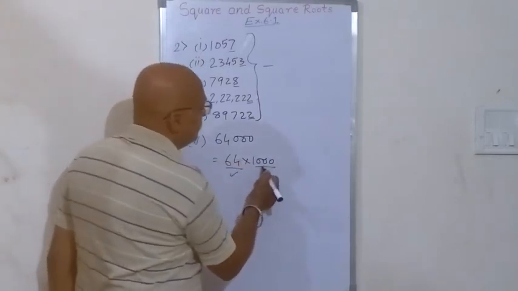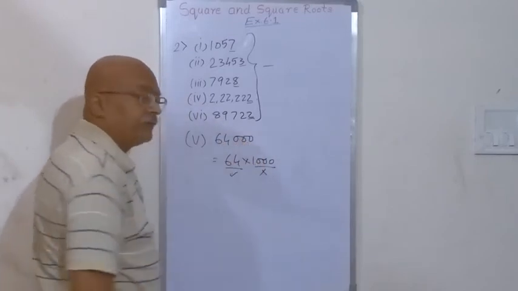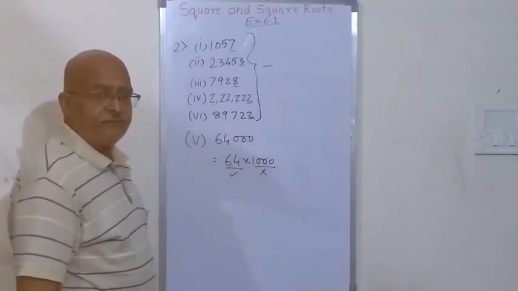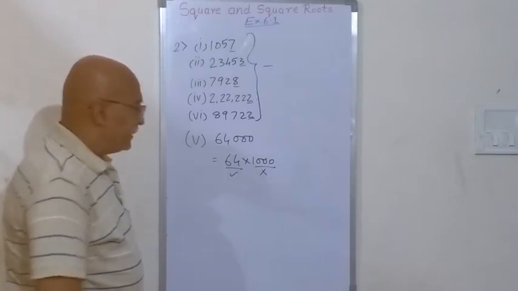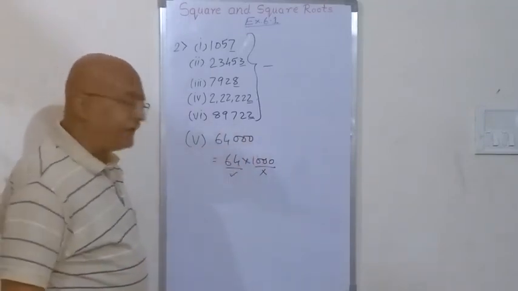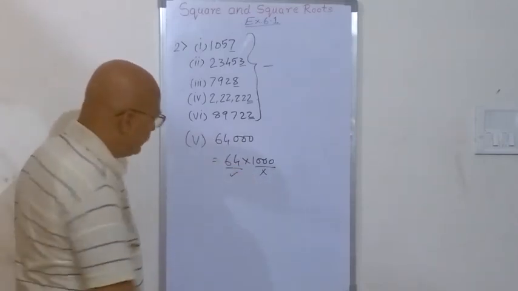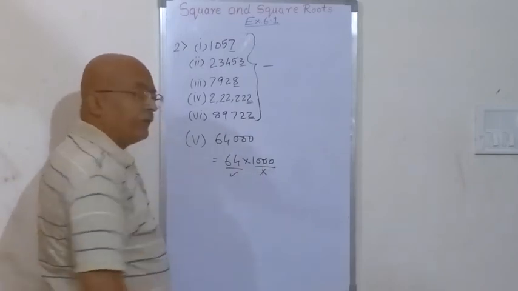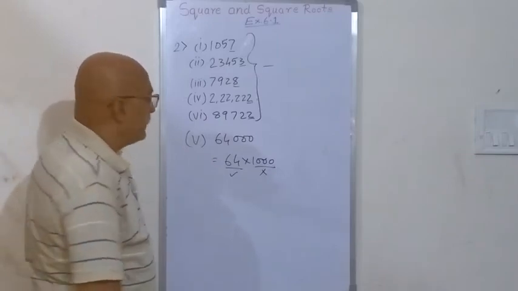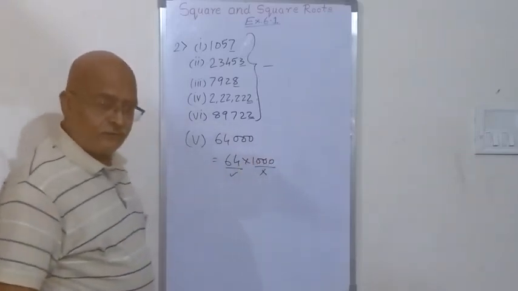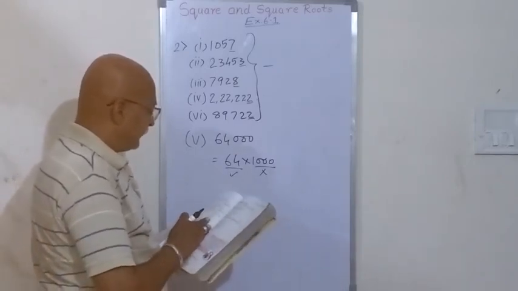If you get any two factors of 64,000 as perfect squares, then only it will be a perfect square. Got it clear? So you cannot get the perfect square factors of these 64,000, and that is why it is not a perfect square.